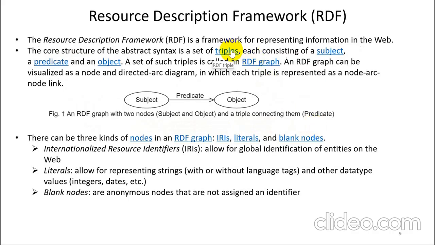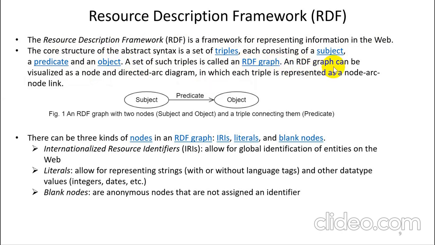Before continuing with the FAIR principles, we recall some definitions related to the Resource Description Framework. The Resource Description Framework is a framework for representing information on the web, and the core structure of the abstract syntax is a set of triples, each consisting of a subject, a predicate, and an object. And a set of triples is called an RDF graph.